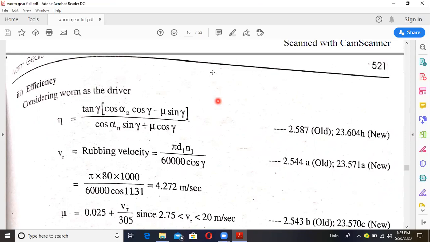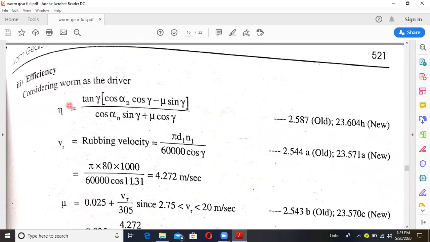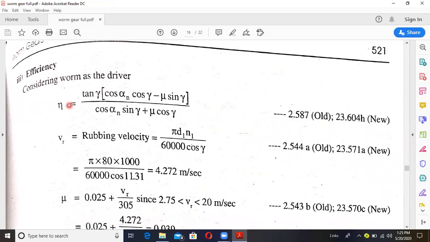No, sir. So again, we'll go to the next step, that is calculation of efficiency. Already I told that there are two formulas to calculate efficiency. One is based upon worm as the driver, and another formula based upon worm gear as the driver. Again in this question, they have not given which is the driver. So we are considering worm as the driver. So we are taking the formula from equation number 23.604 H. So this is the formula to calculate the efficiency. Here in this formula, gamma you have already calculated, alpha n you know, the only unknown is mu.